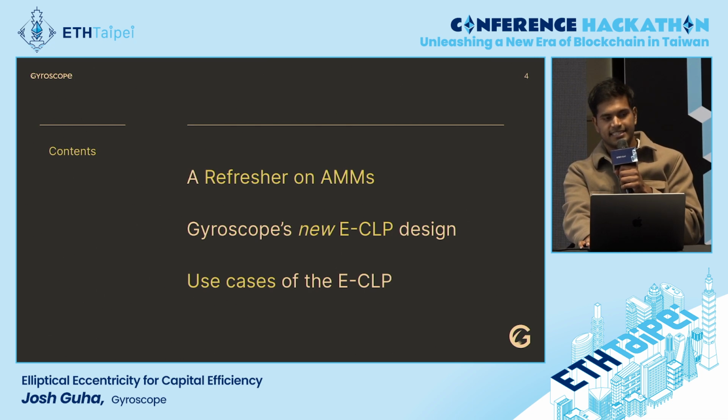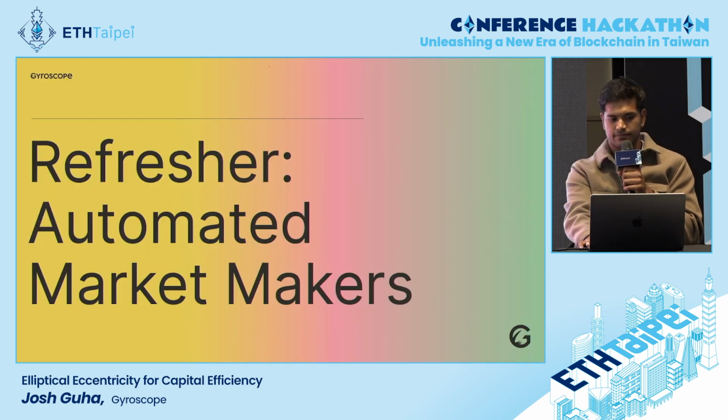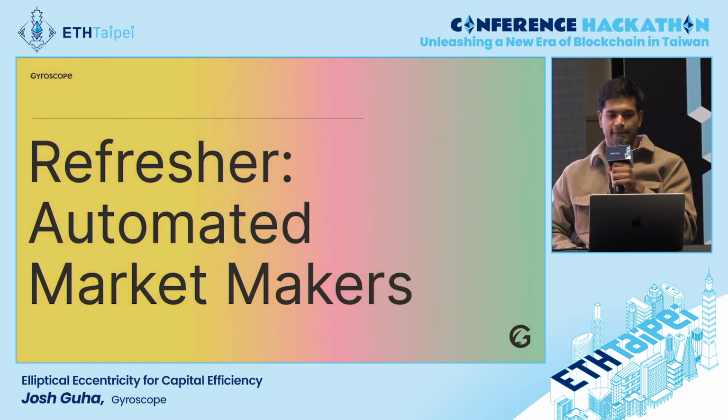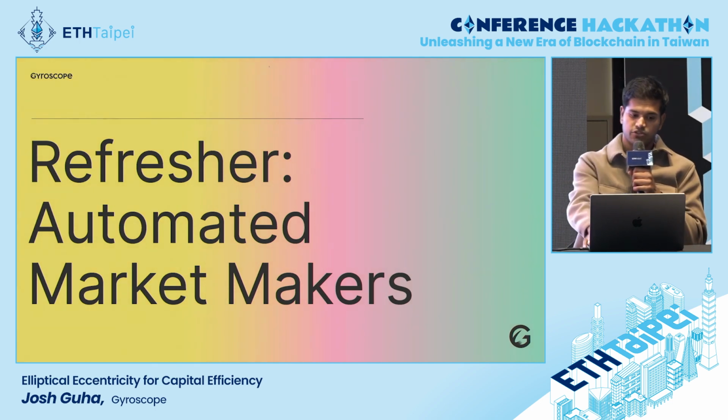And finally, I'll discuss the use cases of the ECLP, where it really shines as a value-adding novel innovation because of its flexibility. Okay, so first, a refresher on automated market makers. I'll discuss three main AMM designs: the original XY equals K, stable swap, and finally Uniswap v3, concentrated liquidity.